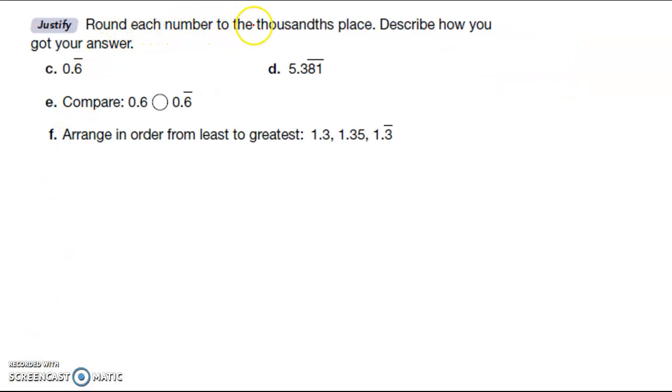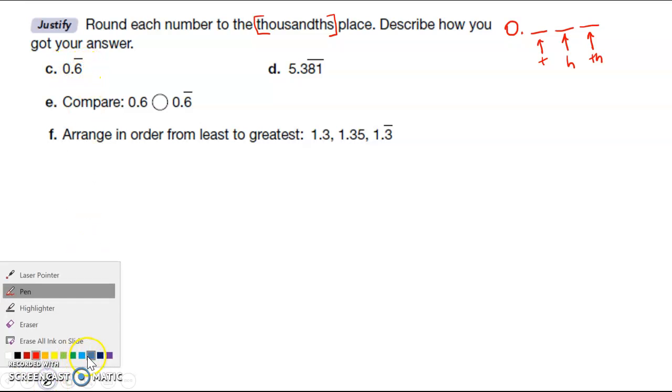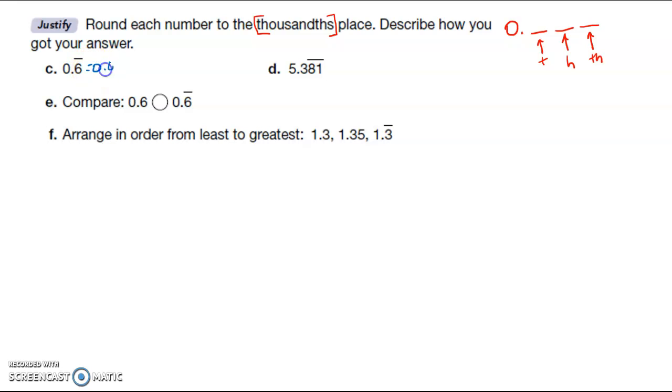Okay, so this says round your number to the nearest thousandths place. Describe how you got your answer. So thousandths place would be, this is tenths, this is hundredths, this is thousandths place, so 3 decimal places. So if I write C out, this goes on forever, right? And the thousandths place is right here. So I'm going to look at this one, and since this is greater than 5, I'm going to bump this up. So my answer is this.